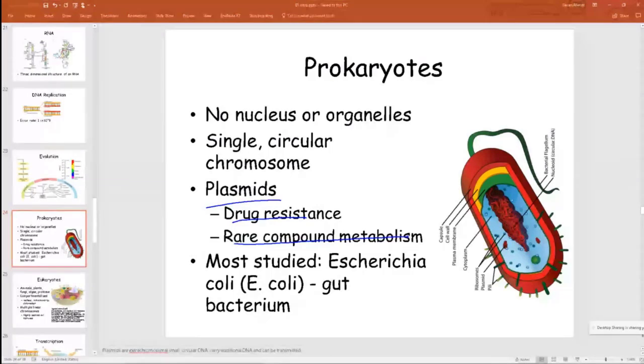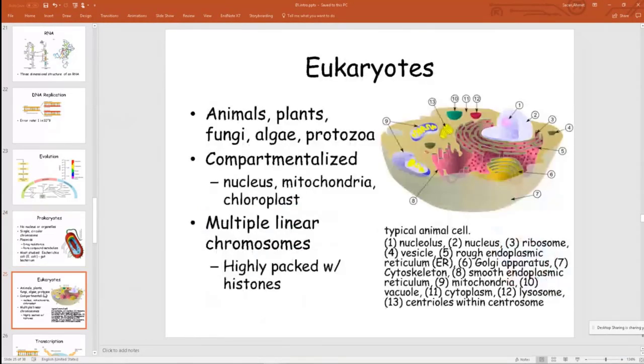The most studied prokaryotic organism is E. coli, that is mostly present in the gut. Eukaryotic cells are animal cells, plant cells, fungi, and algae, and so on. They are compartmentalized. Unlike the prokaryotic cells, they have organelles. These compartments are nucleus, mitochondria, and chloroplast.